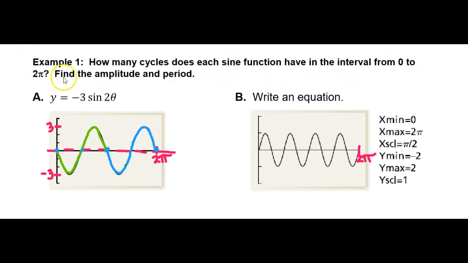All right, so for example 1, it says: how many cycles does each sine function have in the interval from 0 to 2 pi? Find the amplitude and the period. When we look at this graph, again, the window is set up to go to 2 pi.